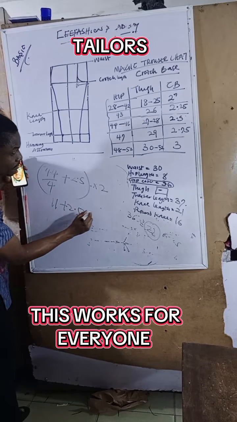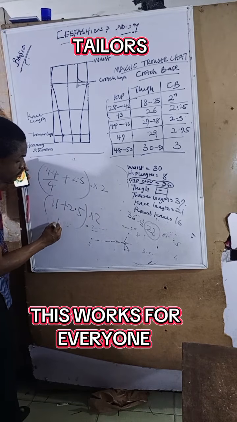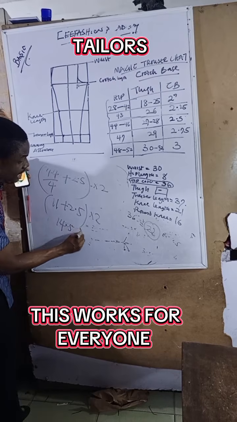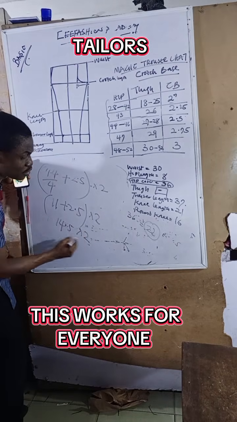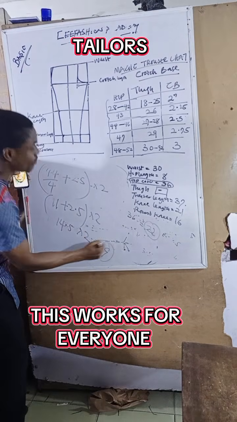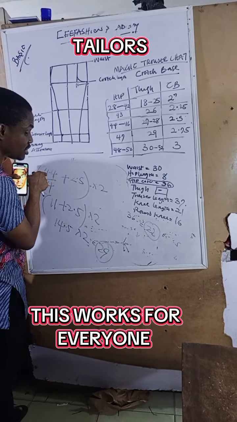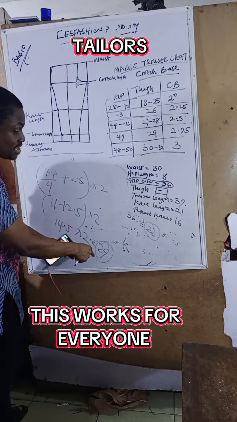I think I made a mistake on the board. It's supposed to be 13.5 and I considered it to be 14.5. That is the error. So I said here 14.5 times 2 is 29, while it's supposed to be 13.5 times 2, which is 27. So it's supposed to be 27.